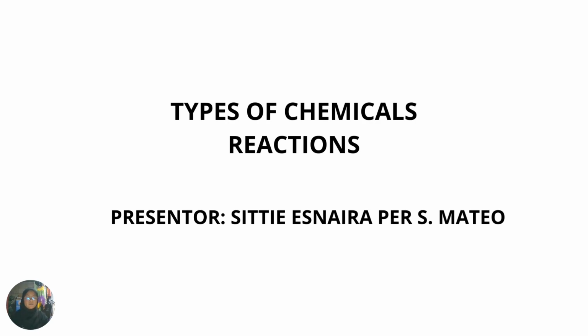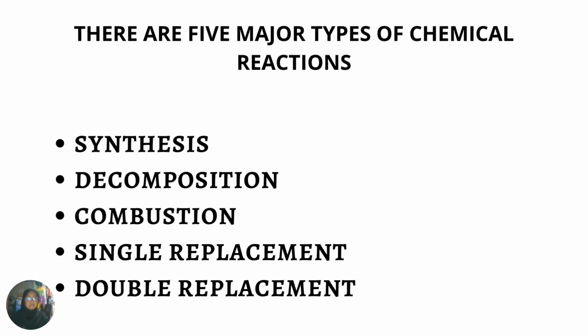Today we're going to tackle the types of chemical reaction. There are five major types of chemical reaction, and these are synthesis, decomposition, combustion, single replacement, and double replacement. For these five major types, we will look at an example of each and learn how to tell them apart, so that you can look at a chemical reaction and classify it, figure out what type it is. The first reaction that we're going to talk about is the synthesis reaction.